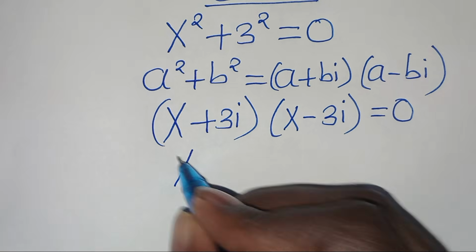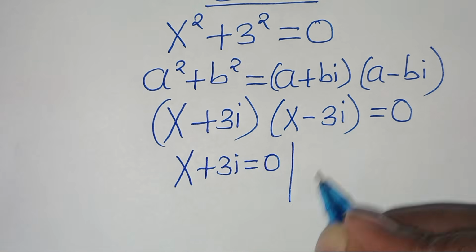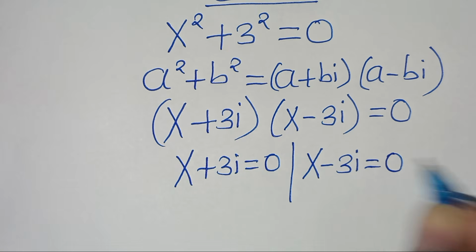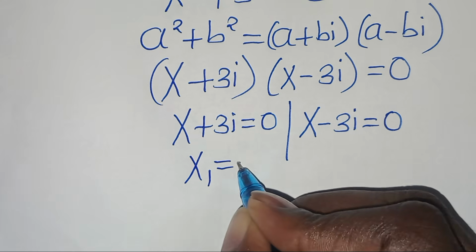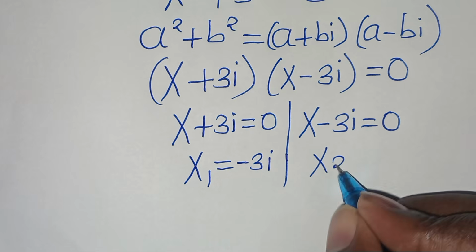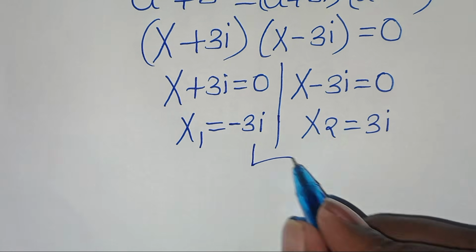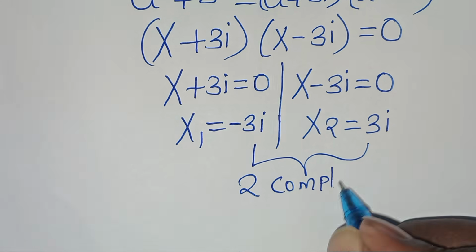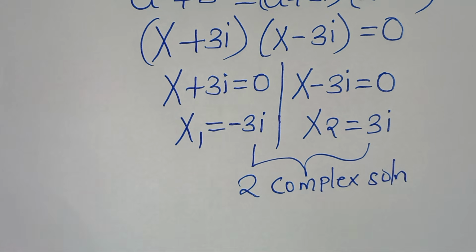So this is x plus 3i equal to 0. Then we have x subtract 3i equal to 0. So we have x1 is equal to negative 3i. Then we have x2, which is equal to 3i. So you find that these are two complex solutions under case 1. So let's proceed to case 2.